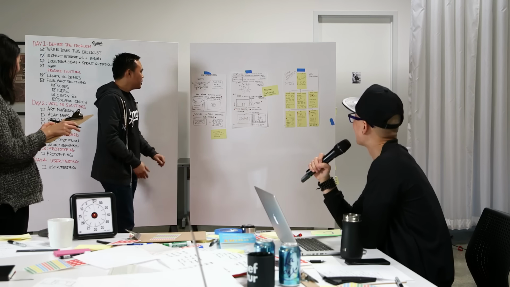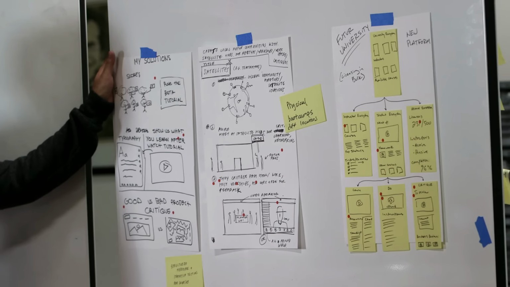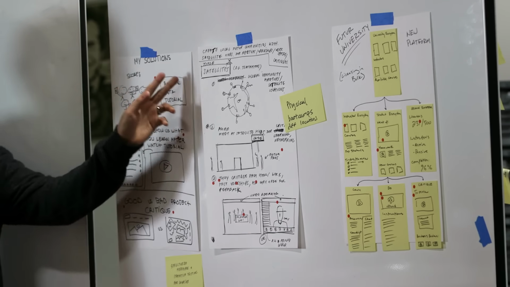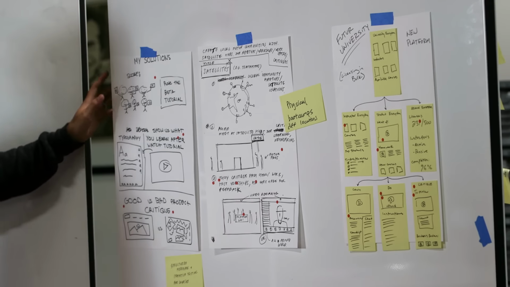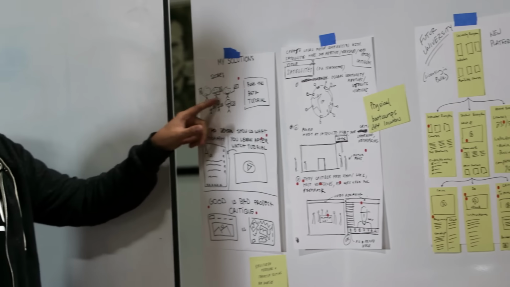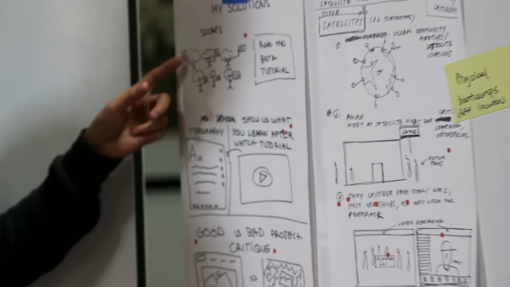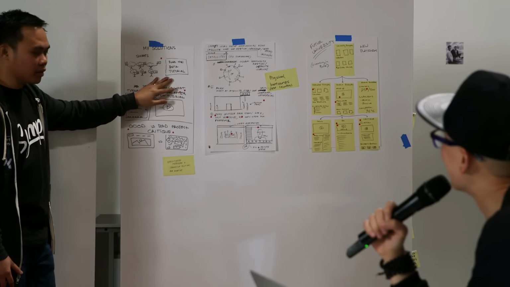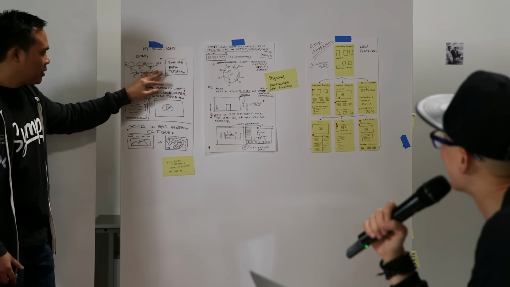All right. Okay. I love the title of this. It's the My Solutions sketch. Just called My Solutions, very straightforward. So here you have scoring. You have pictures of people who are doing scoring over here, and then there's rate this beta tutorial. It got 1 red dot.